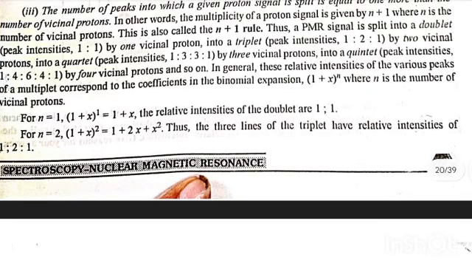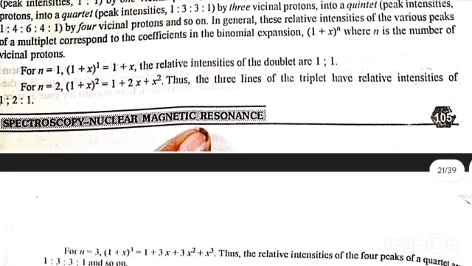This is also called the n plus 1 rule. Thus, the PMR signal is split into a doublet, peak intensities 1:1, by one vicinal proton; into a triplet, peak intensities 1:2:1, by two vicinal protons; into a quartet, peak intensities 1:3:3:1, by three vicinal protons; into a quintet, peak intensities 1:4:6:4:1, by four vicinal protons, and so on.